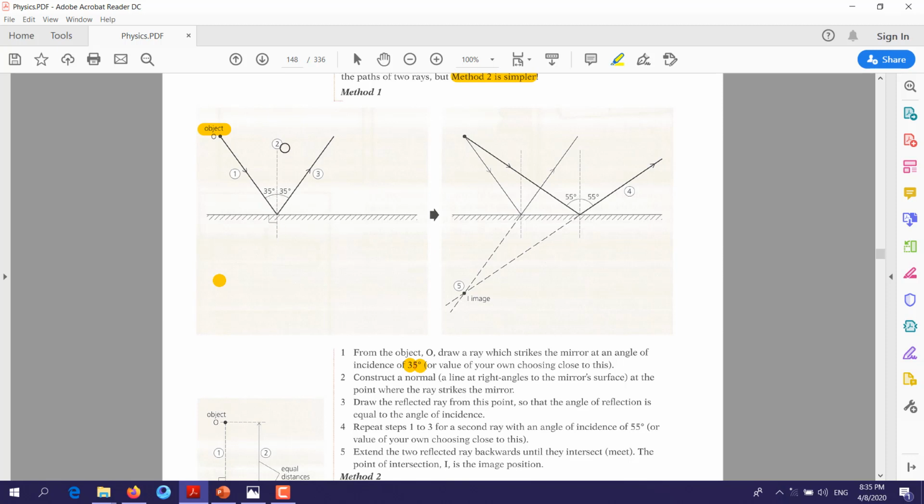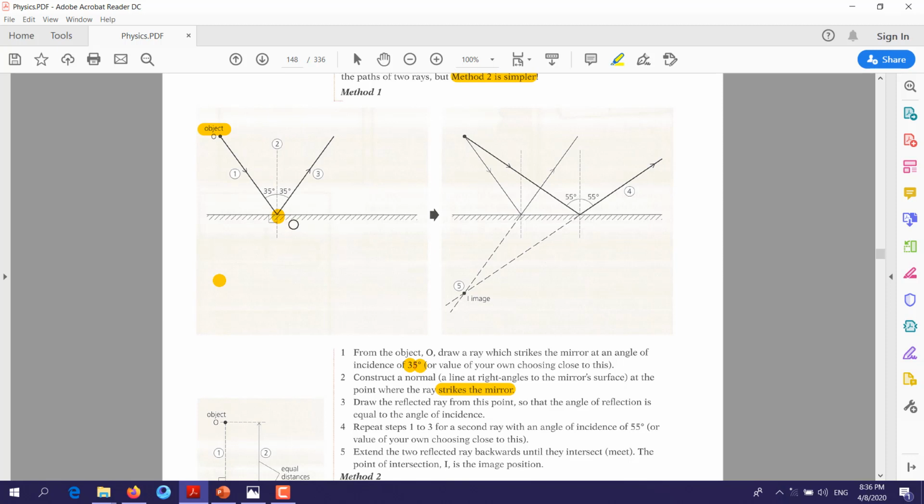Then you will draw number 2. What will you do? You will draw the normal, which is a vertical line. Construct a normal at the point where the ray strikes the mirror. You will draw it here, at the point where the incident ray strikes the mirror.